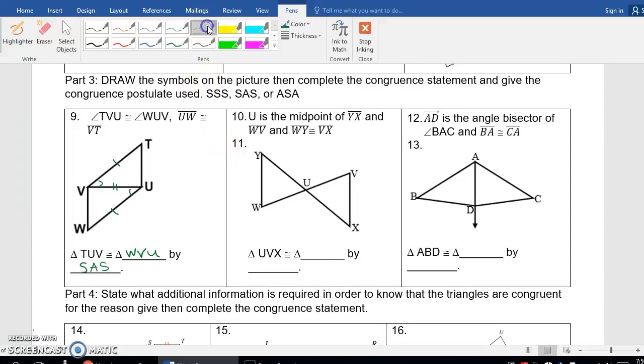Alright, so hopefully you've attempted 10 and 12. This says U is the midpoint of XY and WV. Because we reviewed midpoint, we know that both of these segments on opposite sides of U are going to be congruent for both YU and XU. And then it also says that WY is congruent to VX.